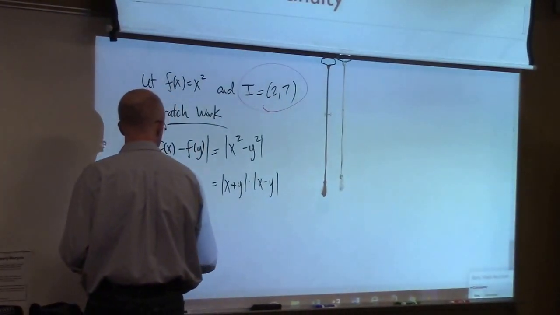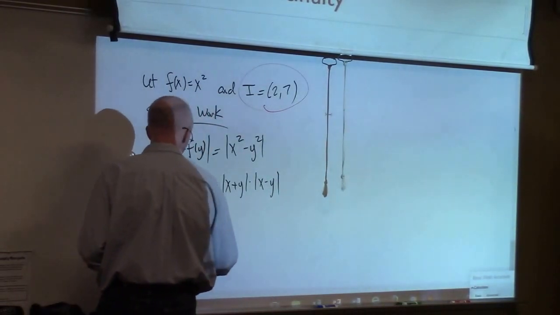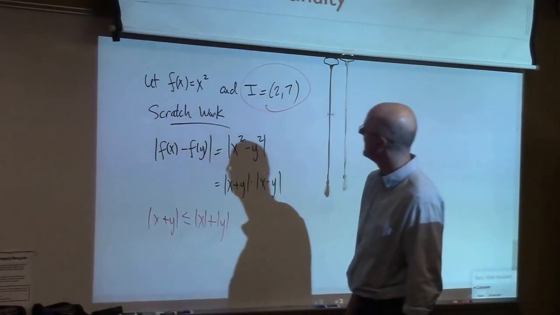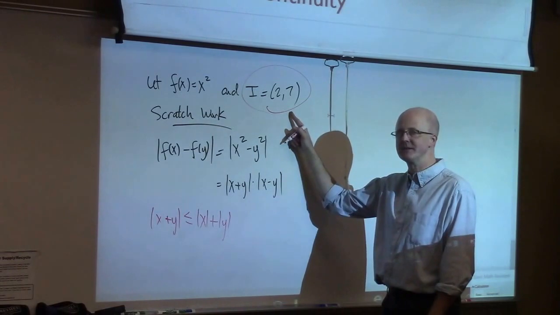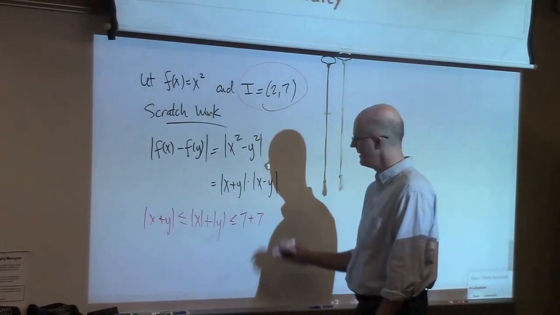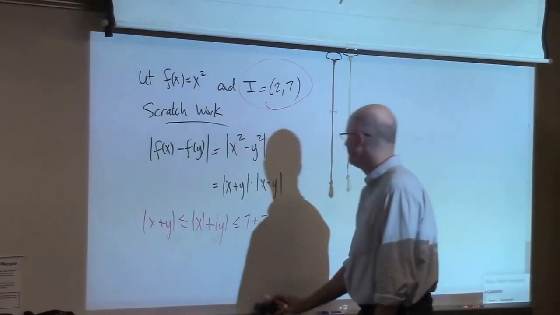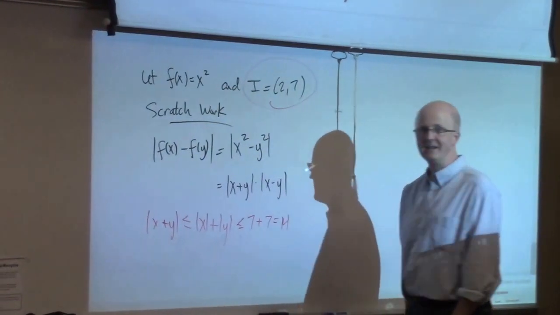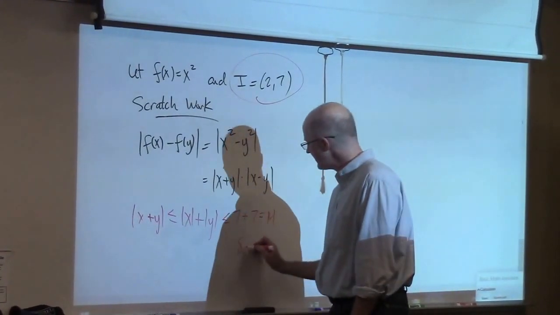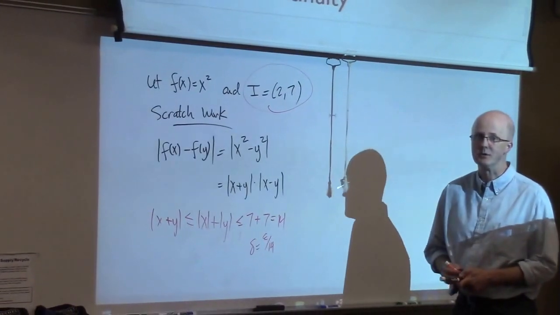The triangle inequality: the absolute value of x plus y is less than or equal to the absolute value of x plus the absolute value of y. Both of these are assumed to be in this interval, and therefore both of these absolute values are less than or equal to 7. I can even say strictly less than 7. Not a big deal either way. 14 would be our bound. And so what you'd want to do is let delta be epsilon over 14 because of this fact to do the proof.